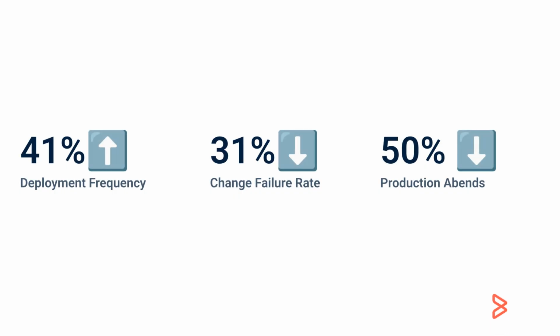And here's what makes me proud of this team. Over the last 3 months, our deployment frequency is up 41%. Change failure rate is down 31%. Production abends cut in half. My team did that. But here's what this analysis gave me that the DevOps KPIs couldn't.